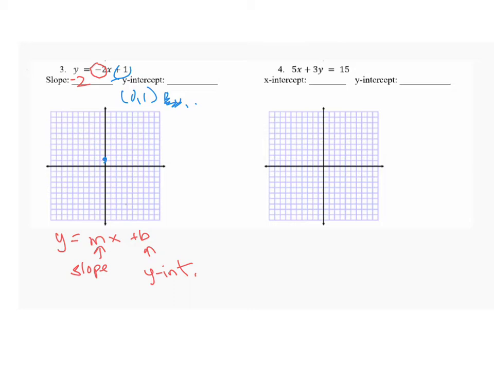So we'd start right there, and we'd go down 2 over 1. Your line's going to look something like this.